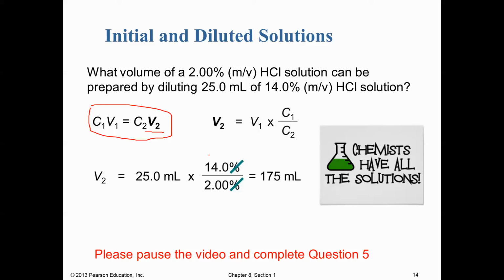So we're going to rearrange our equation to solve for V2, and we're going to plug in our values. So our starting volume is going to be, there's our V1, that's the volume we're going to begin with, and our starting concentration is right there. And here's our new concentration we're going to create, that's going to be C2, and it's our V2 that we want to solve for here. And when we crunch all our numbers, we end up with 175 milliliters being our new volume.